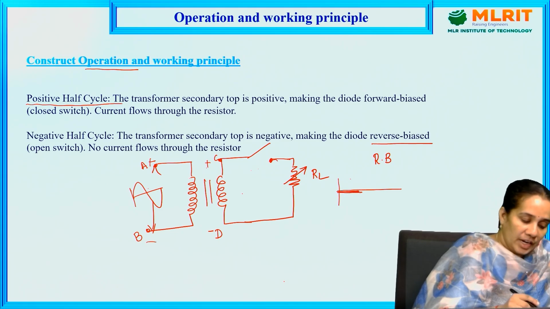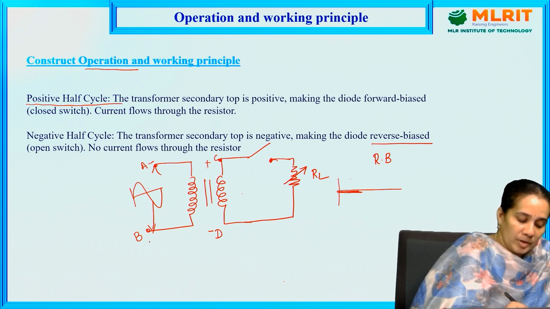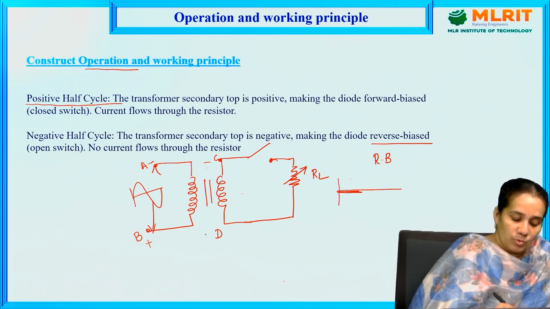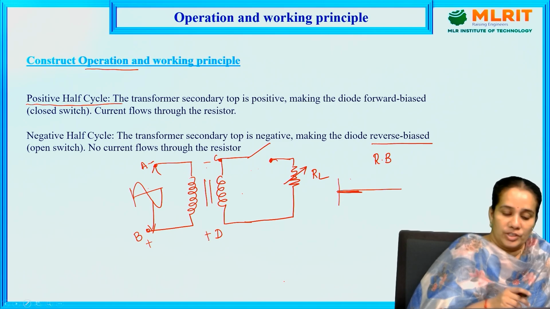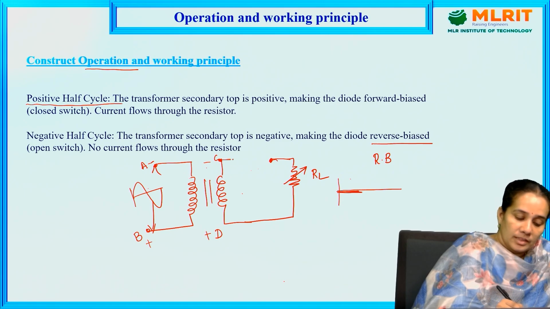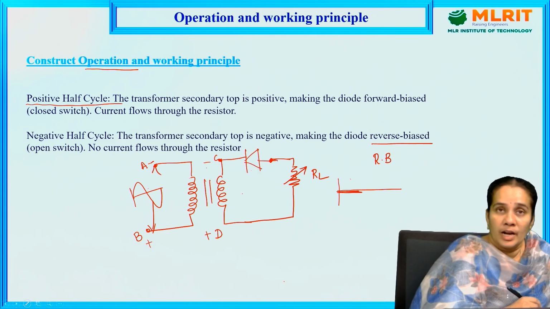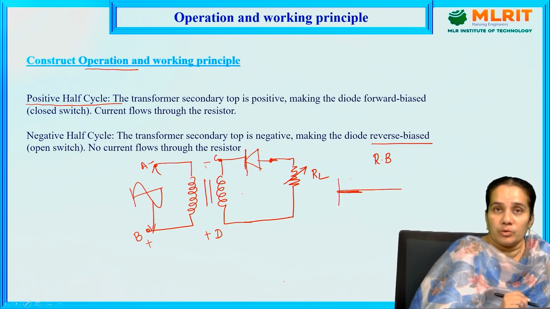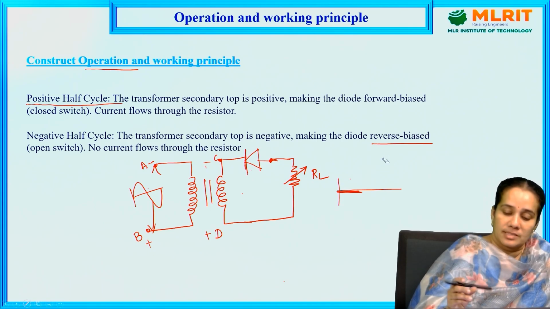Next, during the negative half cycle, node A will become negative and node B will become positive. The same voltage is transmitted to terminal C and terminal D. So what is the voltage across terminal C? Negative voltage. And what is the voltage across terminal D? Positive voltage. Now see what is happening here. The diode is connected in reverse. Now the negative terminal is connected to the negative terminal of the diode. Means the diode is connected in which bias? Forward bias. The diode is connected in forward bias.